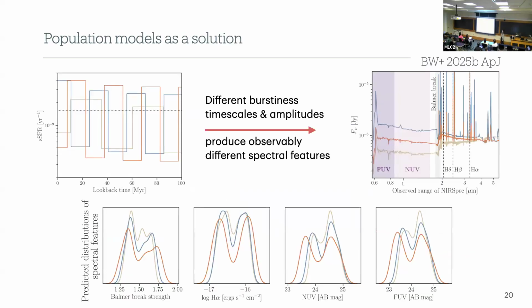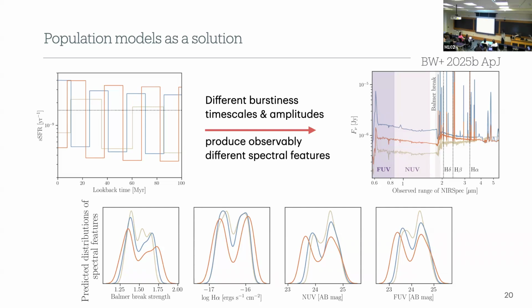So this is just a conceptual illustration of how this works. We have different star formation histories, so they have different amplitudes and also different duty cycles. Then we can simulate the model spectrum given a different star formation history, and we see the different timescales and amplitudes would give you observably different spectral features. Say, look at this, this is far UV, near UV. Those are a bunch of Balmer emission lines, and this is the Balmer break, which traces the oldest stellar populations. So those tracers are sensitive to different timescales, and in each of those models, they produce different spectral features.